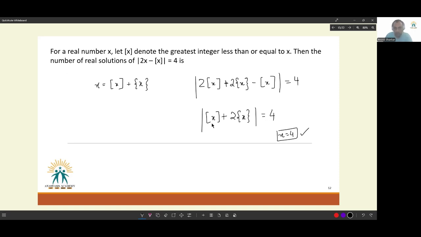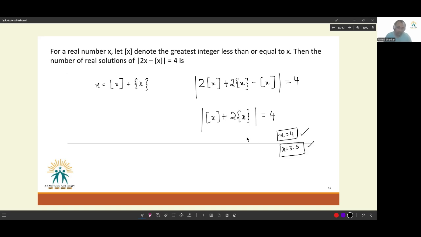Additionally, another way we can reach here is if x is equal to 3.5. If x equals 3.5, the integral part will return the value of 3.5. 2 into 0.5 will give me 1. So this will also work.